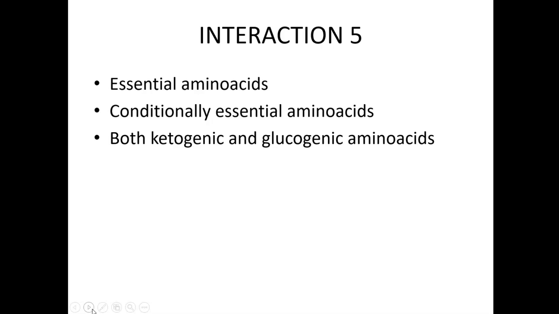Which are both ketogenic and glucogenic amino acids? According to our metabolic fate, we can classify the amino acids into glucogenic, ketogenic, and both glucogenic and ketogenic amino acids. So, both glucogenic and ketogenic amino acids we discussed with a code: I like aromatic amino acids. Which are aromatic amino acids? Phenylalanine, tyrosine and tryptophan. I for isoleucine, lysine, phenylalanine, tyrosine and tryptophan. They are both ketogenic and glucogenic amino acids. Okay, that's about our classification of amino acids. I hope you all understand this topic very well.